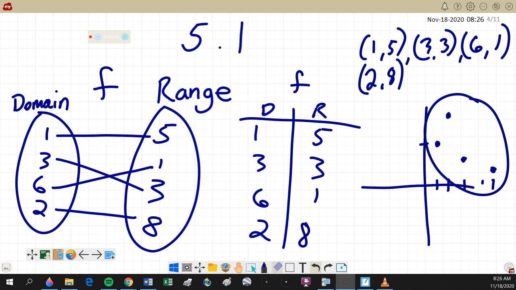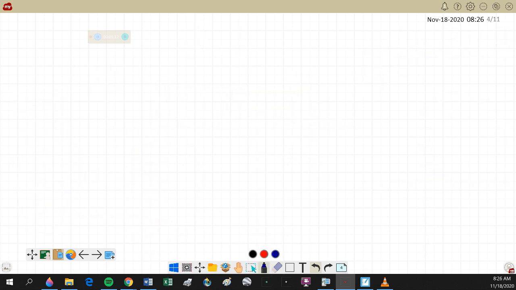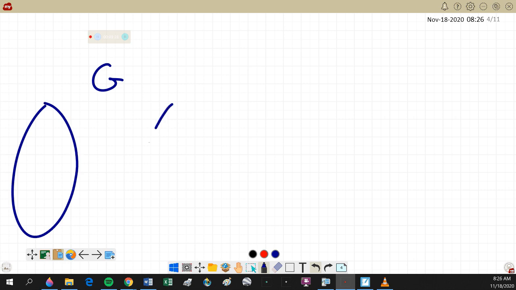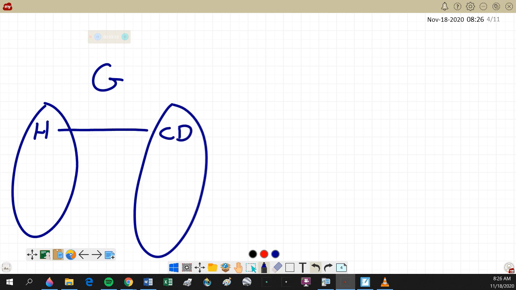Okay? So what do we do? How do we tell if something is a function? So let's say we're now looking at function g. And we have Hannah. What city do you live in? Castledale? So Hannah is attached to Castledale.